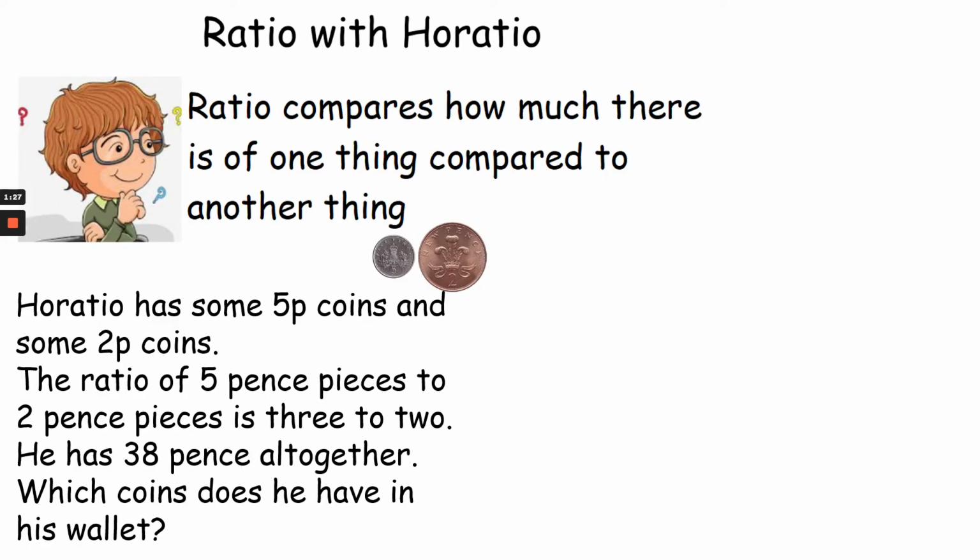Alright, we're moving on to ratio with Horatio now. Horatio has some 5p and some 2p coins, but we don't know how many. The ratio of 5p pieces to 2p pieces is 3:2. He has 38p altogether, so which coins does Horatio have in his wallet?